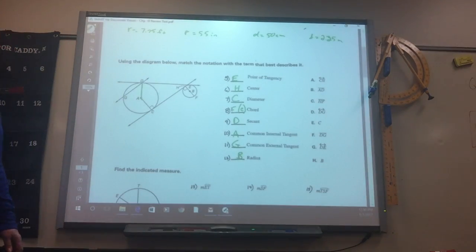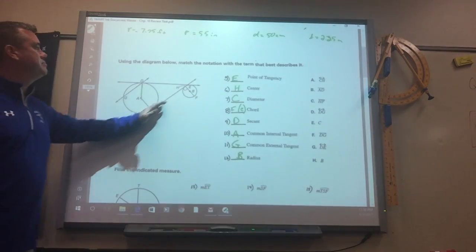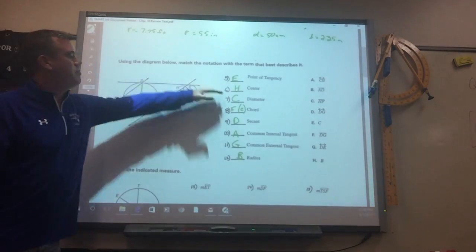Internal. Internal goes in between them. External's outside of them. Okay?